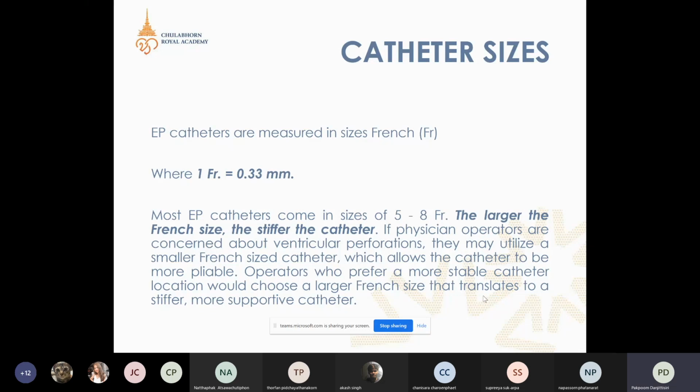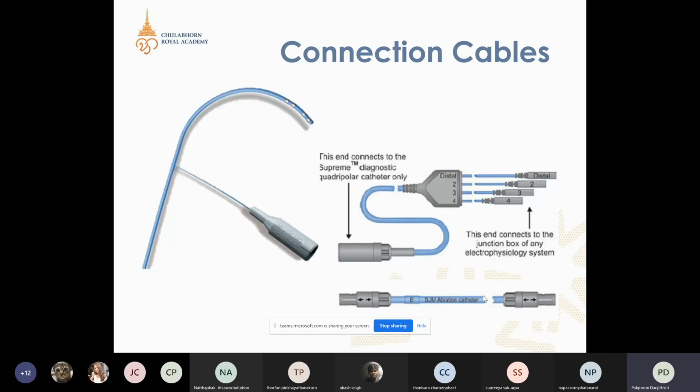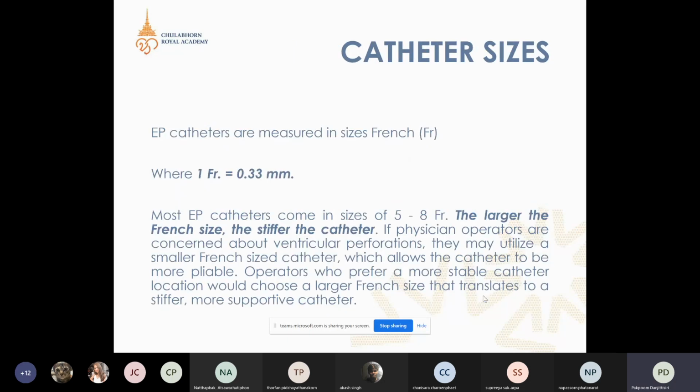Okay, if the doctor is afraid of ventricular perforation or right atrial perforation from placing a quadrupolar diagnostic catheter with 6 French, maybe the doctor will consider using the 5 French instead to avoid that perforation.